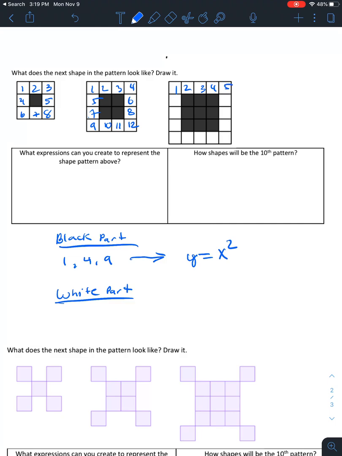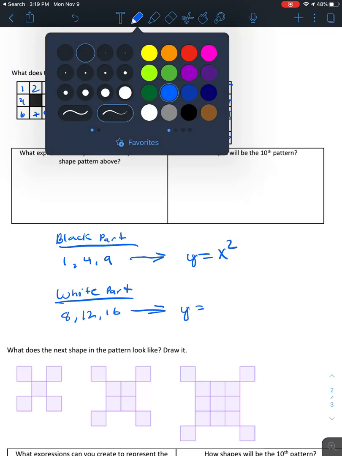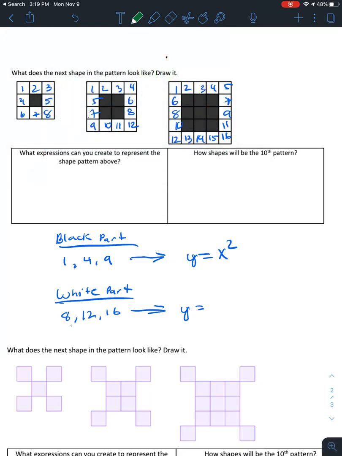And if I do this one, I believe I will get 16. So if we look at the pattern for the white part, it's 8, 12, 16. One thing that you need to notice is that this part is actually not quadratic. This growth is linear. Each time, you are going up by 4.